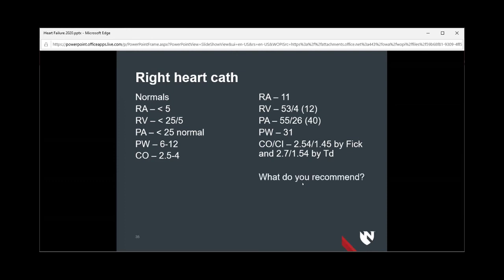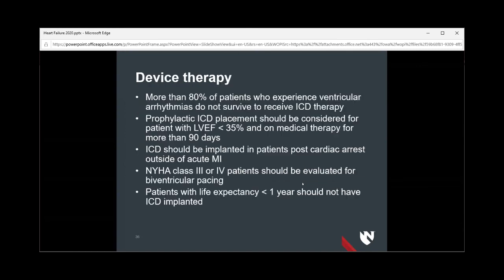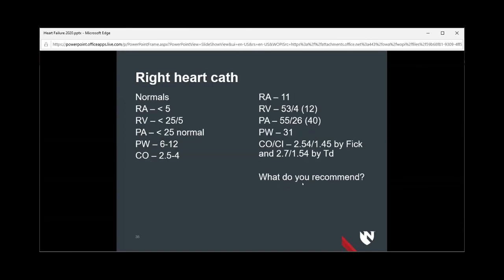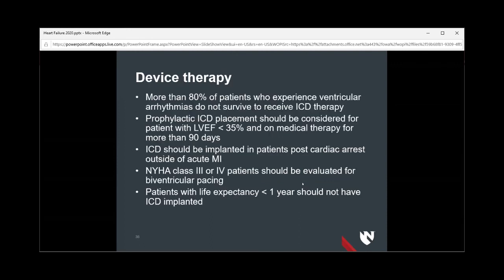So I would recommend this patient be started on inotropes in addition to his Lasix drip for further diuresis. Also, with a cardiac output and cardiac index that low, that patient should be looked at for advanced heart failure therapies. I have one slide in here about device therapy.